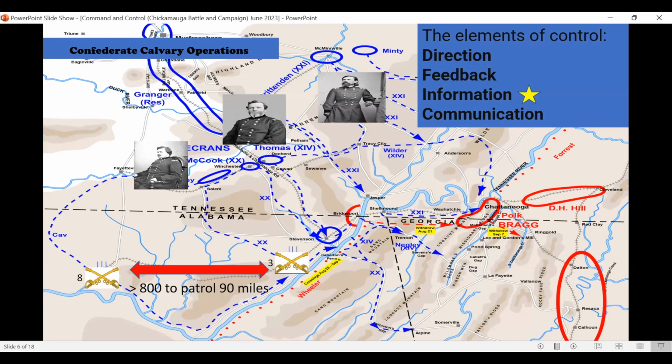Rosecrans, meanwhile, his plans worked perfectly. He sends four brigades up around north of the Chattanooga area: two infantry, one cavalry, and of course, John Wilder's famous Mounted Infantry Brigade. Main crossings of the Tennessee River begin on August 29th. So much so, Bragg is so worried about this threat to the north that he orders Wheeler to send his strongest cavalry division to support Forrest, leaving him with even less troopers.